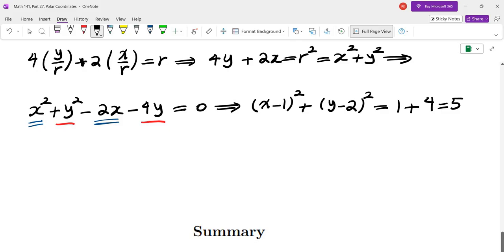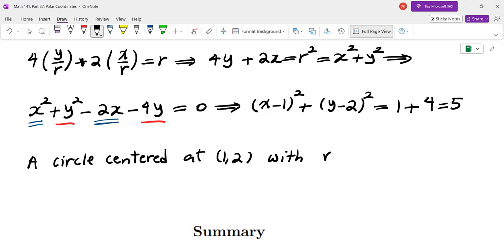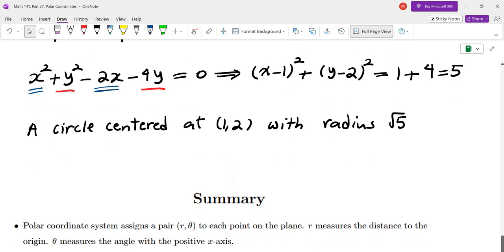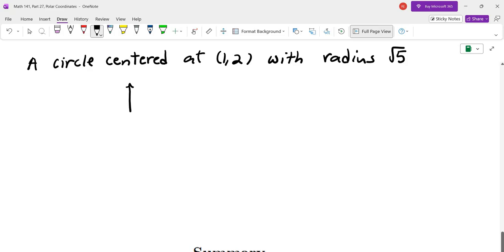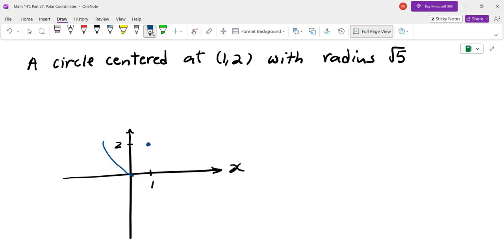So what is this? This is a circle centered at 1, 2 with radius root 5. So that's the equation, and this is the description. And we can see that it would look like this. So the center is 1, 2. So this would be the center. The radius is root 5. So it actually does go through the origin. So it looks something like this circle.